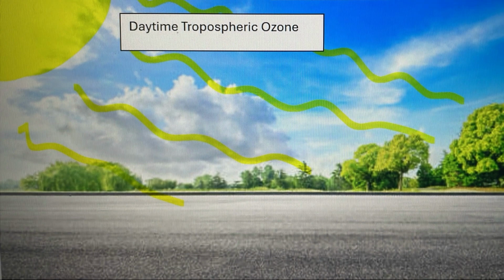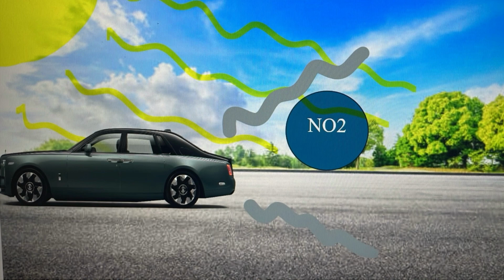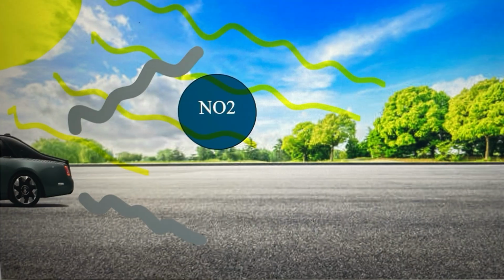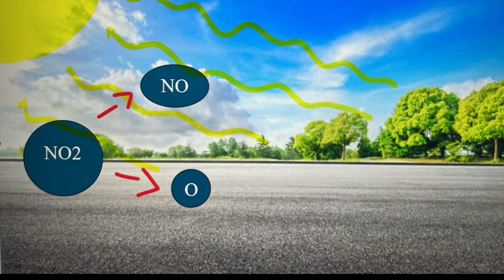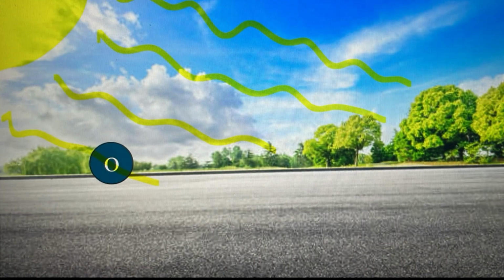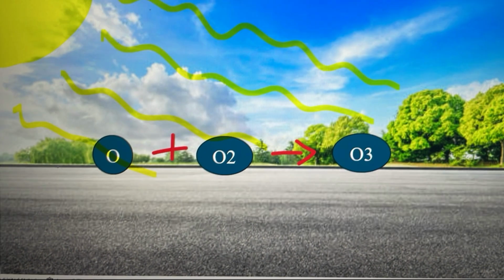Now I'm going to talk about how the tropospheric ozone is created. During the daytime, cars emit nitrogen dioxide when going to work and school. Then the nitrogen dioxide is broken down by the sun into O and NO. Then the single oxygen atom is combined with the atmospheric oxygen, producing ozone.